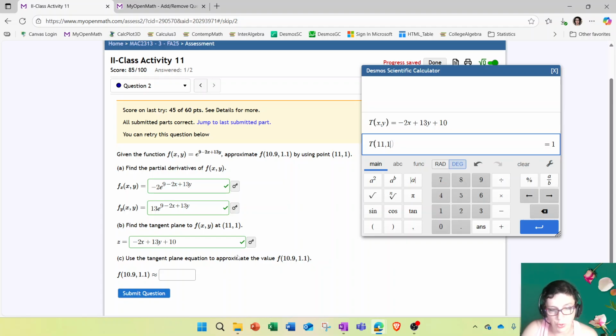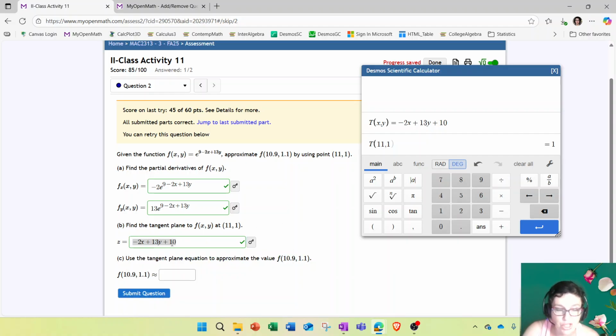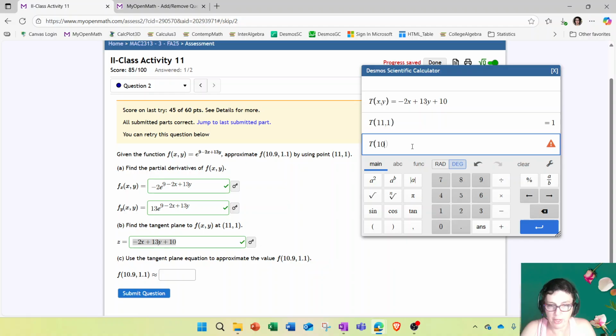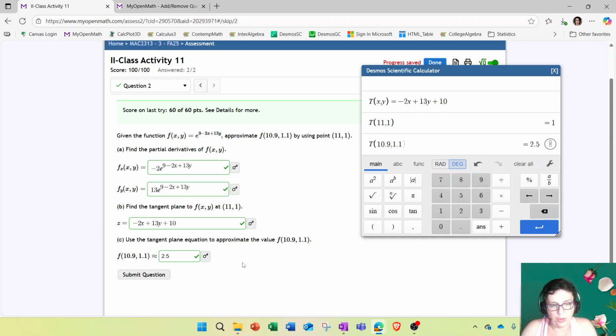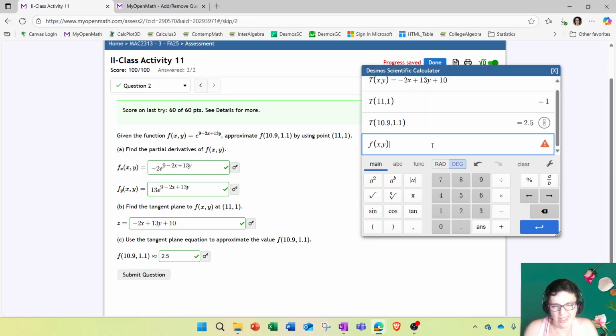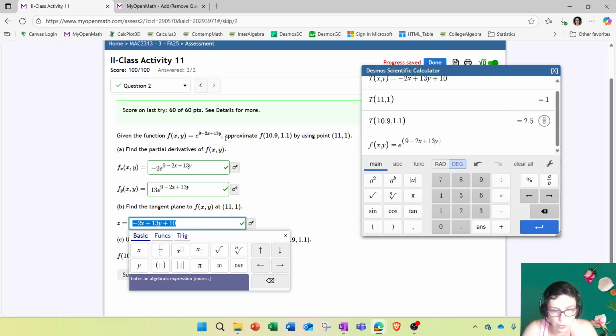So if that's all you had, then you would plug your 10.9 and 1.1 into the tangent plane and it'll give you an approximation. Okay, so if I plug in 10.9 and then 1.1, it gives me 2.5. So that's an approximate value that I could say, if I didn't have this fancy technology, would be the best I can do. Which, by the way, since we do have it, we can just check, which we're not supposed to do because we're not supposed to use the original function. So when it asks you to use the tangent plane to do the approximation, please use the tangent plane. You don't use the original equation.